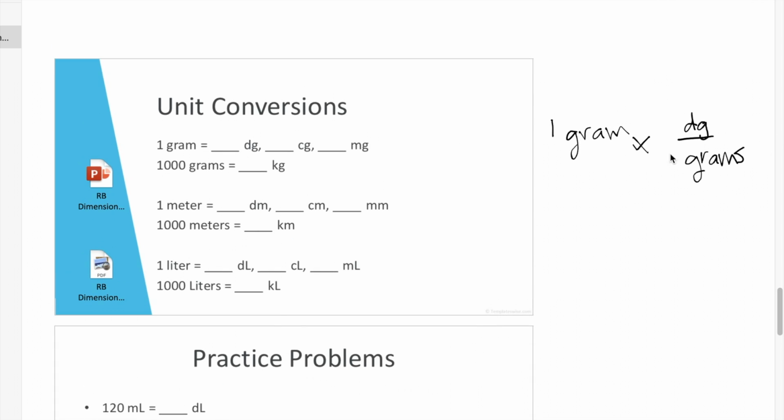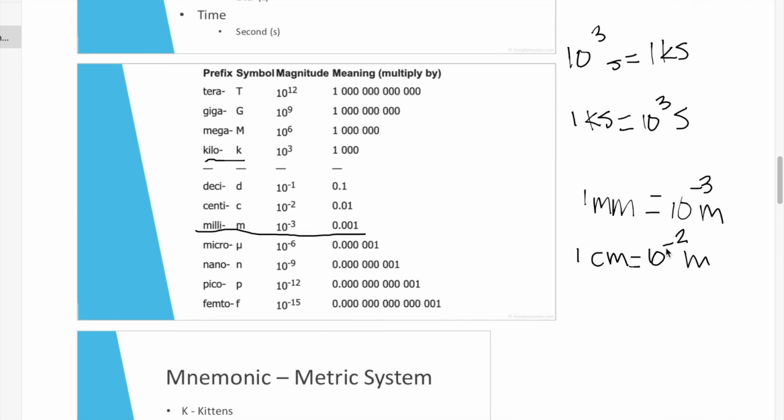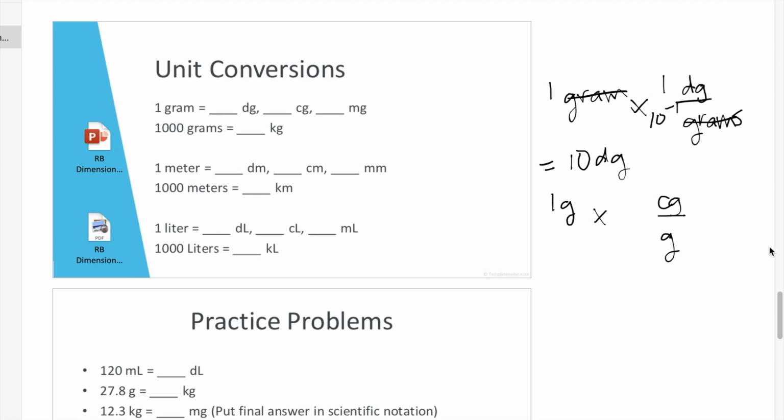So we put 10 to the negative 1 on the bottom because there's 10 to the negative 1 grams in every 1 decigram. When we compute that, we should get the number 10 decigrams, right? All right, now let's convert from grams to centigrams. So 1 gram times, and we want centigrams on top and grams to cancel out. We know that there are 10 to the negative 2 grams in 1 centigram. So when we calculate that, the grams will cancel out, and that should get us 100.